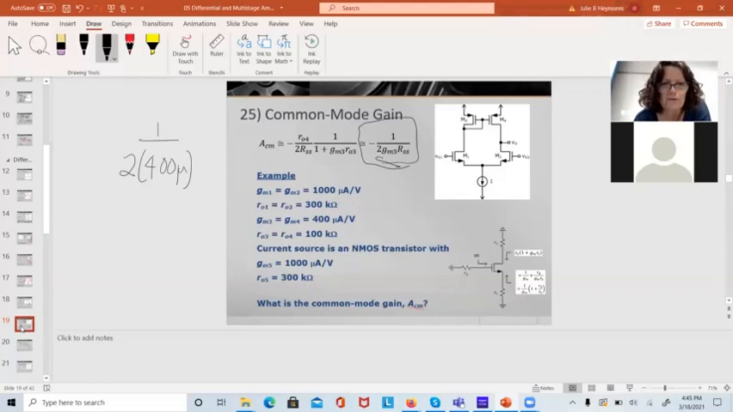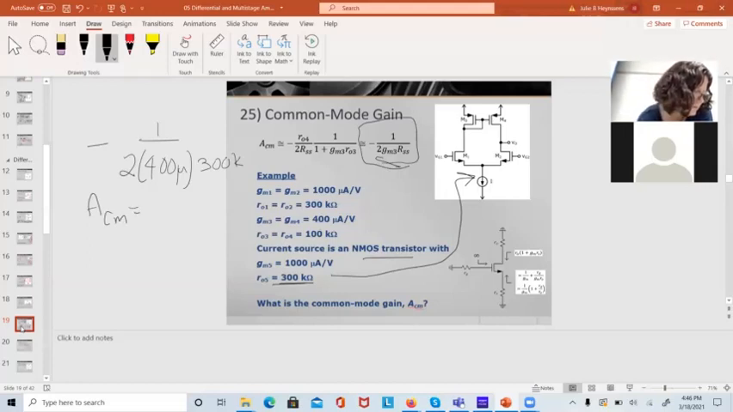And RSS is going to be the resistance looking into that transistor right there. This is the current source, is really an NMOS transistor. So it is 300K ohms. Resistance looking into the drain of that would be 300K. And we can calculate a value for that. The common mode gain is 0.00417 or minus 47.6 dB.